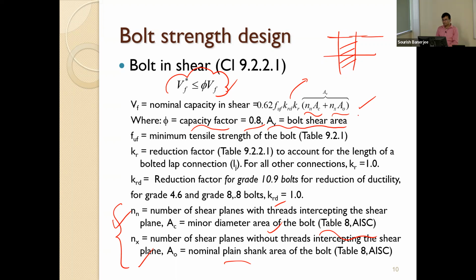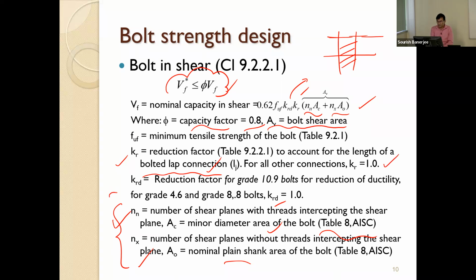Once you have done that, then you look at other terms, which is your k_r, which is the reduction factor from table 9.2.2.1. It is to account for the length of a bolted lap connection. Remember, this is only for the lap connection. If you have other types of connection, then this factor will not come into the picture. That means it will be 1. For other connections, as I have said, it is 1.0.